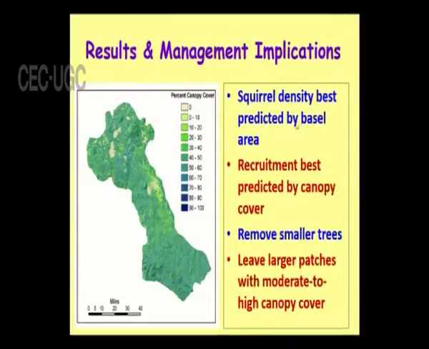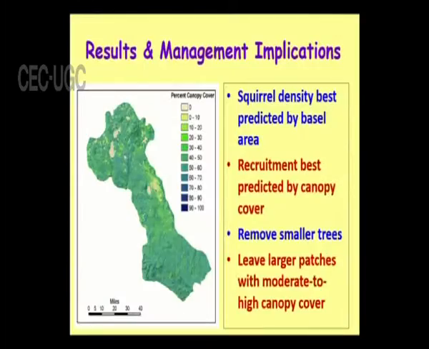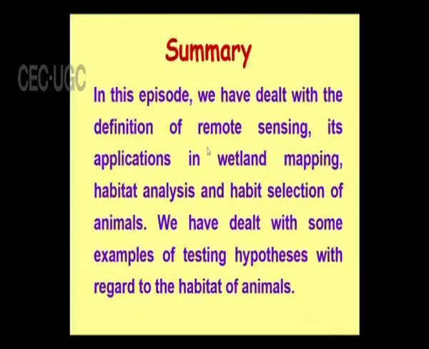The squirrel density is best predicted by the basal area and the recruitment is best predicted by the canopy cover. Canopy means the outer cover of the trees. So, wherever the canopy cover is more, there the squirrels are living, and remove smaller trees, because the smaller trees are actually a hindrance for the squirrel, and leave larger patches with moderate to high canopy cover. So, my dear friends, again we are getting the same conclusion. That means, every animal inhabits some particular places and avoids certain other particular places, and we are arriving at these results through satellite images and all, and therefore, remote sensing has a tremendous number of applications. And now, let us summarize.